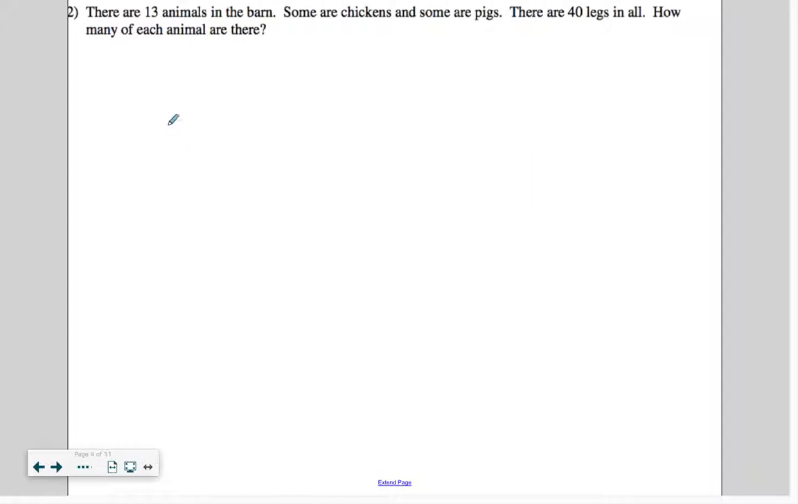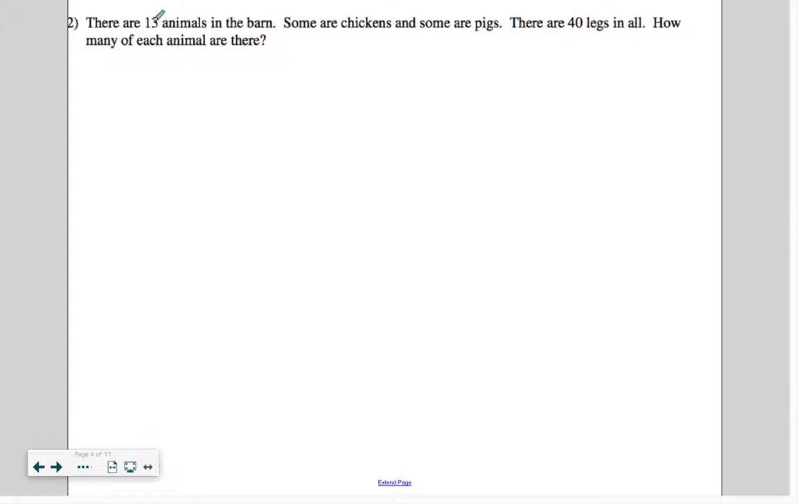Let's try setting up another one. There are 13 animals in a barn. Hope they're nice animals. 13 animals. Some are chickens, some are pigs. There's 40 legs in all. How many of each type are there? So here's my question. I'm putting that in a box. And let's go to trying to answer that question.